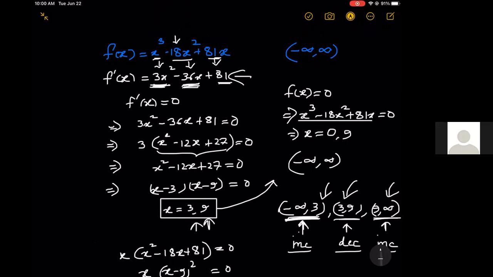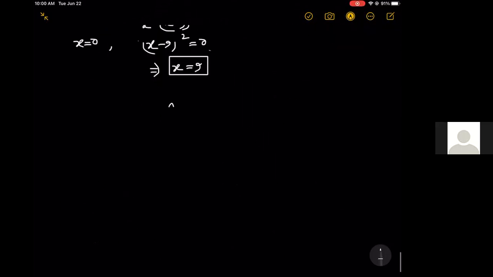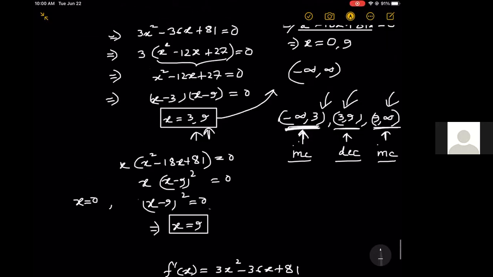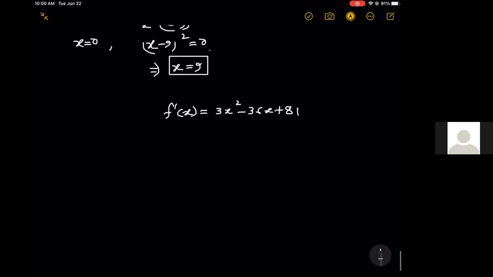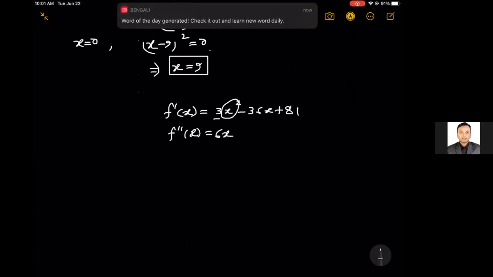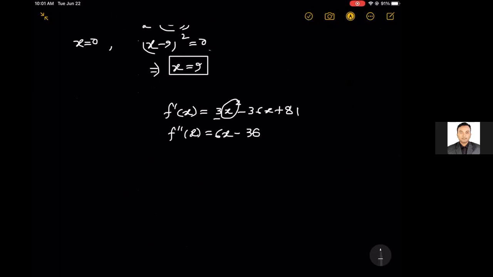6x minus 36. So let me write the first derivative again: 3x squared minus 36x plus 81, I believe. So if we find the second derivative, this will give us 2x. We have a 3 here as well, so 3 times 2, that's 6x. And there is a 36 from this. So the second derivative is 6x minus 36.